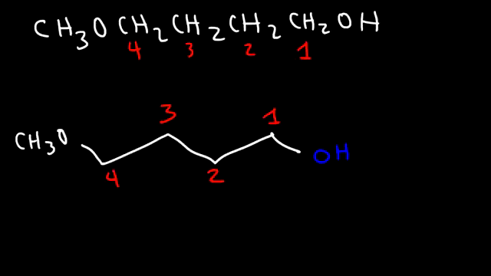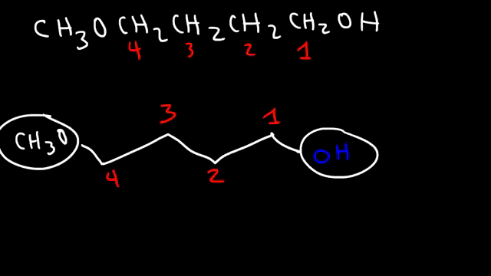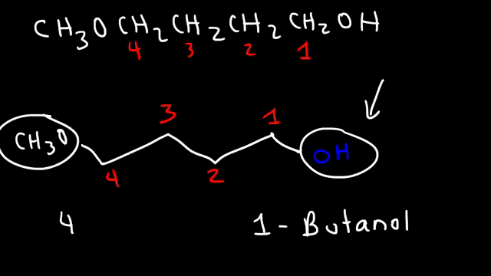So now, how would you name it? So this is a methoxy group on carbon 4, and we have a hydroxy group on carbon 1. Whenever you have a hydroxy group and a methoxy group, the hydroxy group is going to take priority, and so this is going to be part of the parent name. Therefore, instead of saying butane, it's going to be butanol. And the OH group is on carbon 1, so it's 1-butanol. And we have a methoxy group on carbon 4, so it's 4-methoxy-1-butanol.